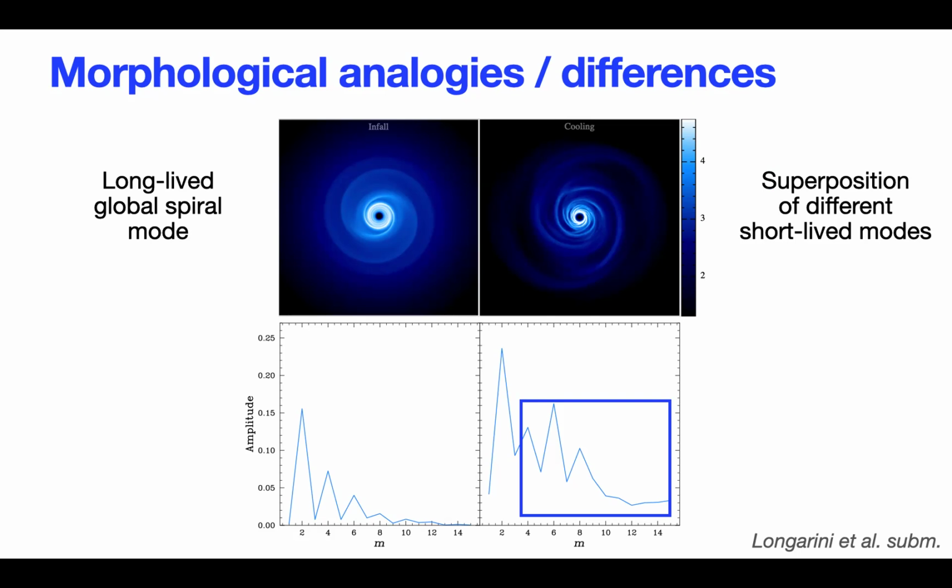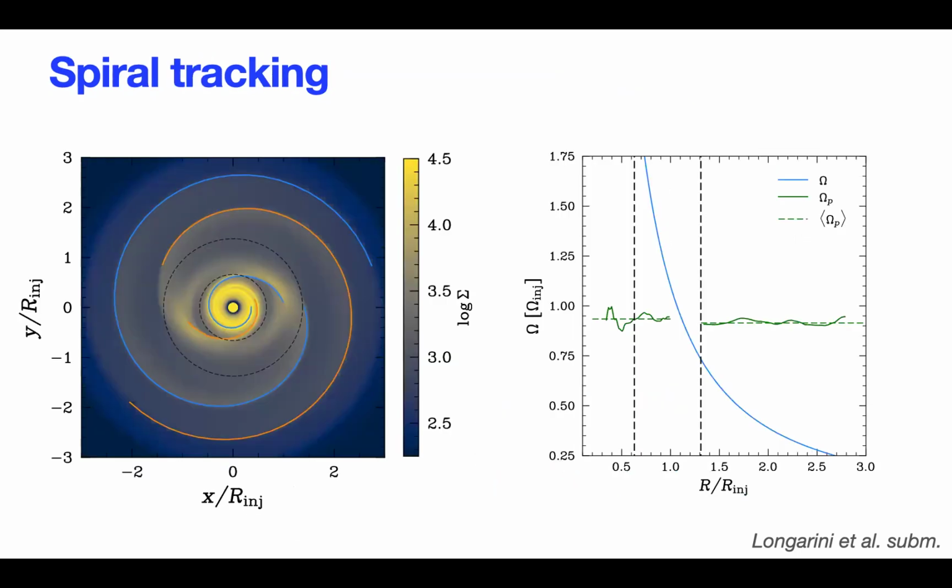In order to understand if this global mode is really long-lived or not, what we did was to track the spiral at different snapshots and compute the pattern speed of the spiral for the infall case. And what we see is something very different compared to the cooling case. In blue is the angular velocity of the disk, and in green is the angular velocity of the spiral. So this spiral is rotating with a fixed pattern speed, basically rotating as a rigid body, which can make sense because we are forcing the spiral at a given location by injecting particles at a given location in the disk.